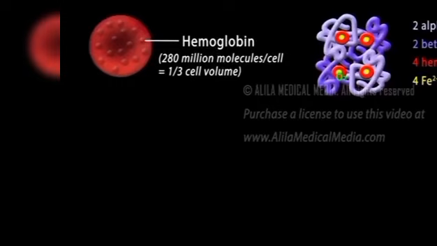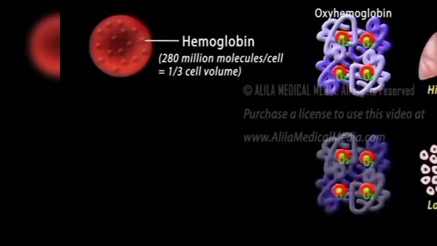Binding of oxygen is a cooperative process. Binding at one site changes the protein conformation in a way that facilitates further binding at other sites. Formation of the hemoglobin-oxygen complex, known as oxyhemoglobin, is reversible depending on oxygen partial pressure. Oxygen binds in the lungs where its pressure is high and dissociates in tissues where its pressure is low.